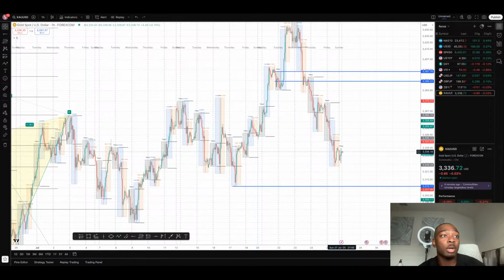It wants to go up higher, it definitely does, but what most people don't know is confluences. So whenever indices go up, most likely gold normally goes down most of the time.